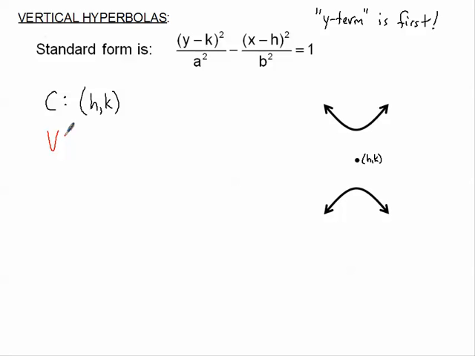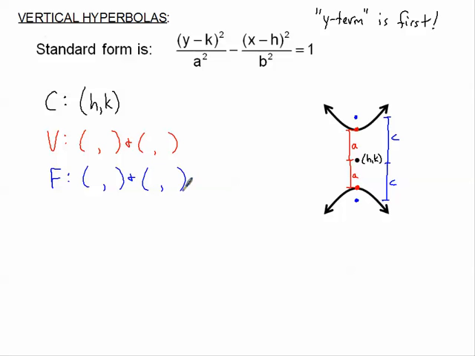So when I'm looking for my vertices, I'm still going to be counting A units from my center, this time up and down, to get to my two vertices. And it's still going to be two ordered pairs, so I'll go ahead and put two little ordered pair shells there. I've also got my two focal points, which again is still going to be C units away from the center. I'll put it about right there. C units away from the center is still the focal points, or the foci.